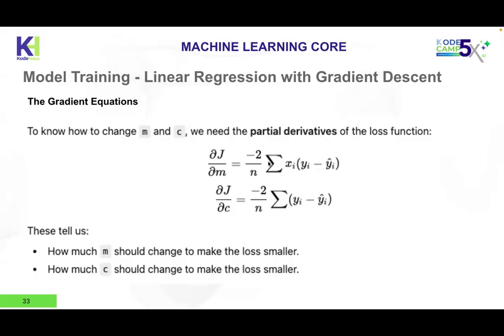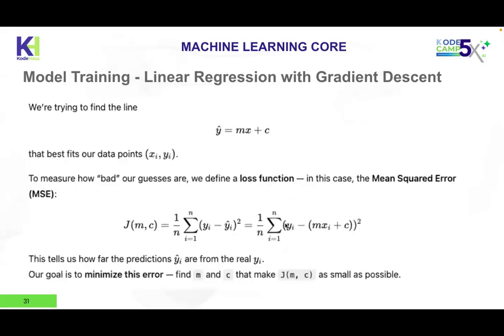If you do this del J del M for this value, it is actually very easy for you to see, for those who have done differentiation and integration. You bring this 2 down to this side, it becomes 2 times everything in the bracket, which is yi minus y hat.